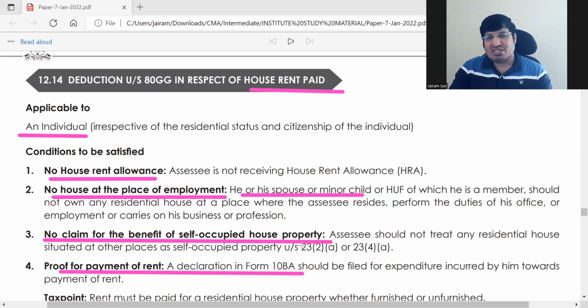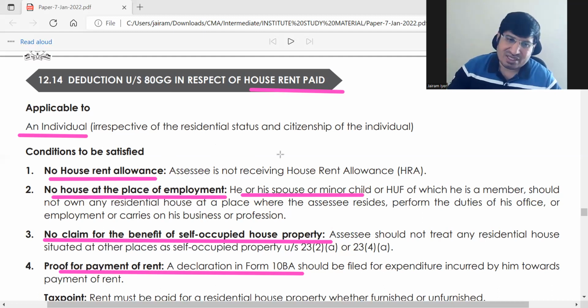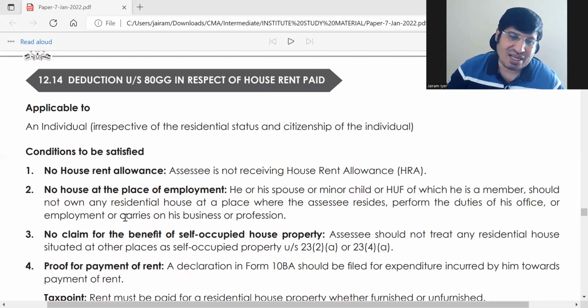Just remember there is one main difference between this and HRA. In HRA there was 40% or 50% of salary based on whether the house is in Delhi, Mumbai, Kolkata, Chennai or another place, correct? Here that is not there, so don't get confused if you are told that the house is in say New Delhi. It makes no difference whether the house is in New Delhi or any other place. There is no such case like 40% or 50% of salary like we had in HRA.